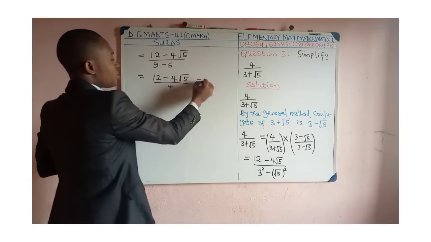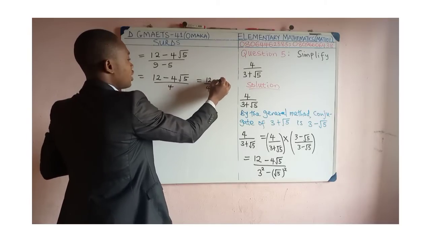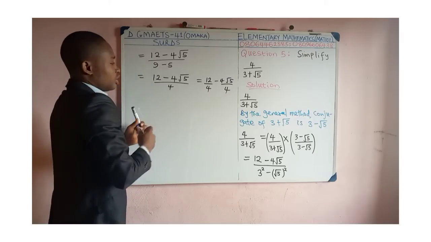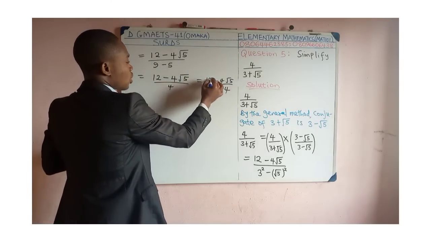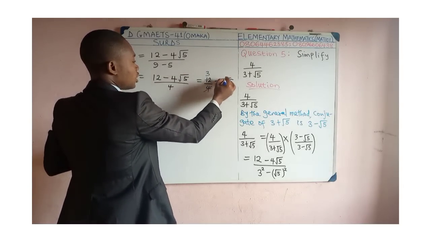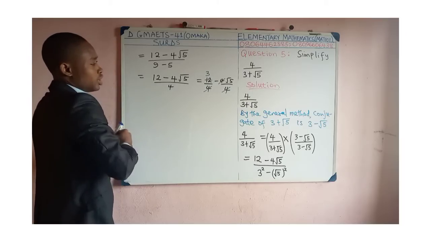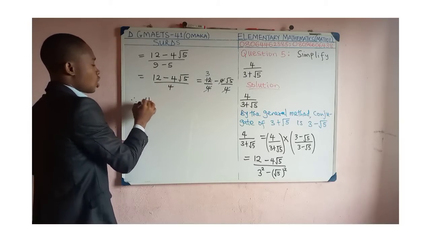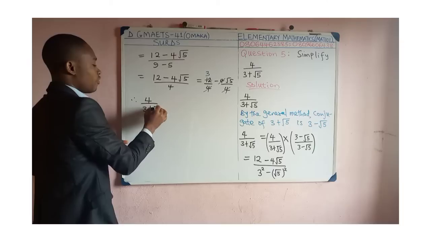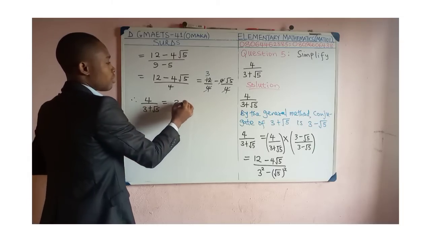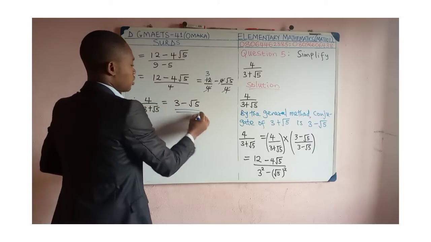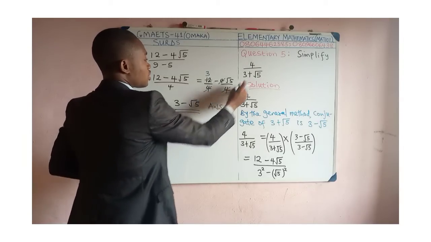You know that this can be split. We have 12 over 4 minus 4 root 5 over 4, which this 4 can divide this 12 to give us 3. This 4 and this 4 will go off to give us 1. So we'll be left with 3 minus root 5. So you can conclude that 4 all over 3 plus root 5 is equal to 3 minus root 5 as our result. So this is the answer to this problem.